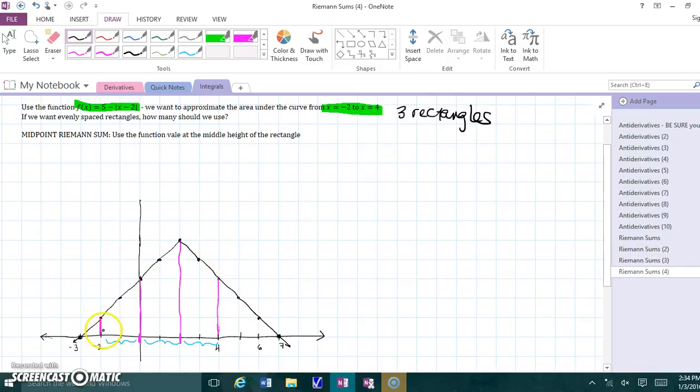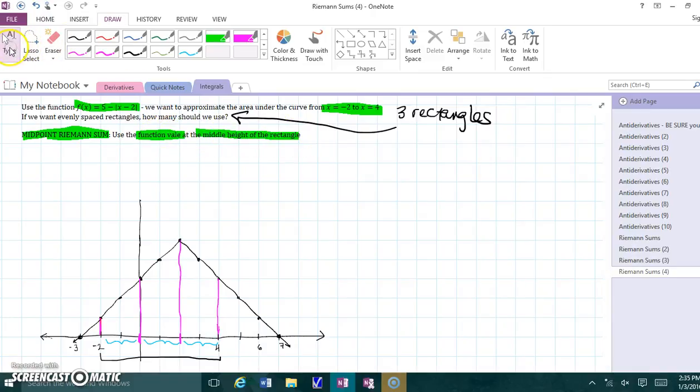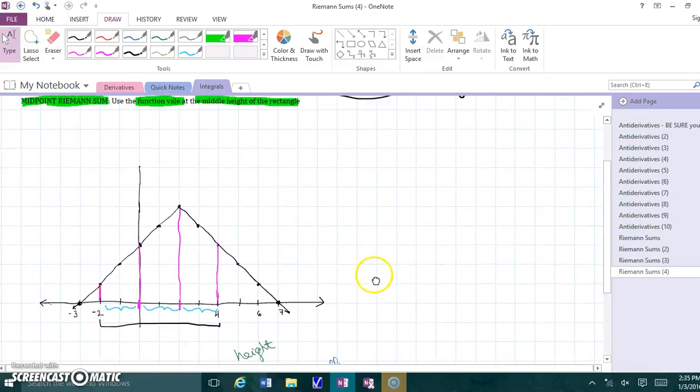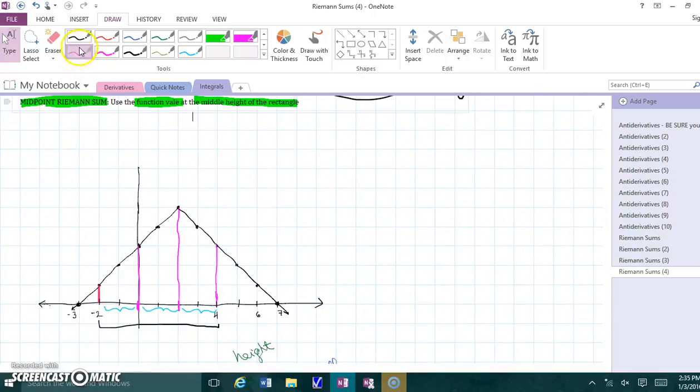Now if I want 3 rectangles evenly spaced from -2 to 4, that's a span of 6 on my x-axis. And I want to keep them with a width of 2. So if they each are going to have a width of 2, I'm going to have 3 rectangles like I said before. So the way that the midpoint Riemann sum works is you're going to choose the function value at the middle height of the rectangle. So I'm going to do this one with you right now so you can see how it's done.